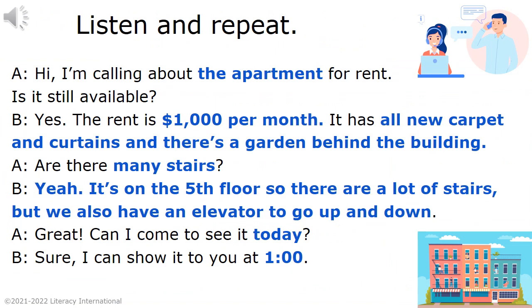Listen and repeat. Hi, I'm calling about the apartment for rent. Is it still available? Yes, the rent is $1,000 per month. It has all new carpet and curtains, and there's a garden behind the building. Are there many stairs? Yeah, it's on the 5th floor, so there are a lot of stairs. But we also have an elevator to go up and down. Hey, great. Can I come to see it today? Sure. I can show it to you at 1 o'clock.